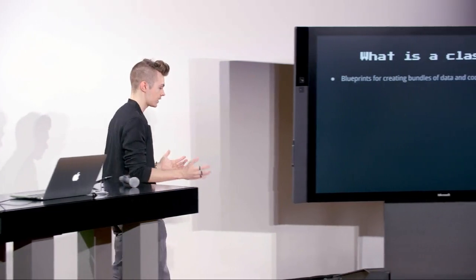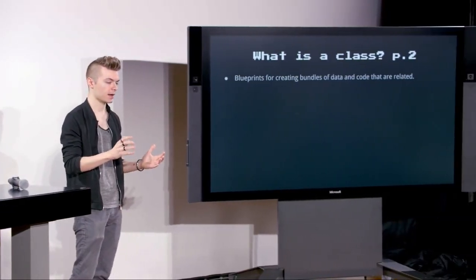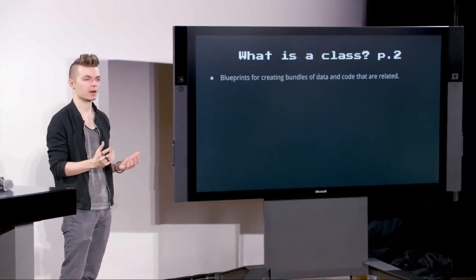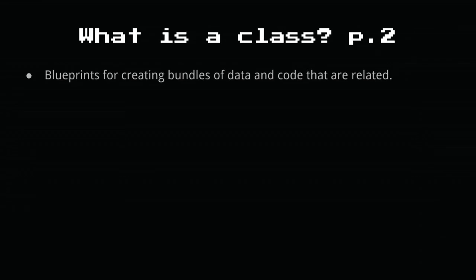So classes are effectively blueprints. You define a class. You say, okay, my car class is going to have a mileage variable. It's going to have a paint variable. It's going to have a make and a model. It's going to have all these things, and it's going to maintain its own state. It's going to maintain all of that for us.